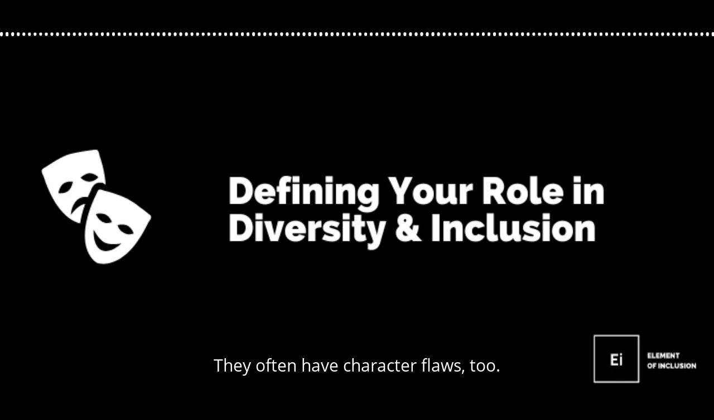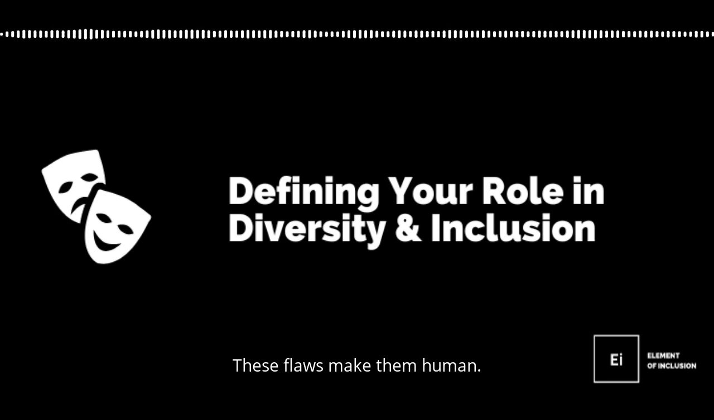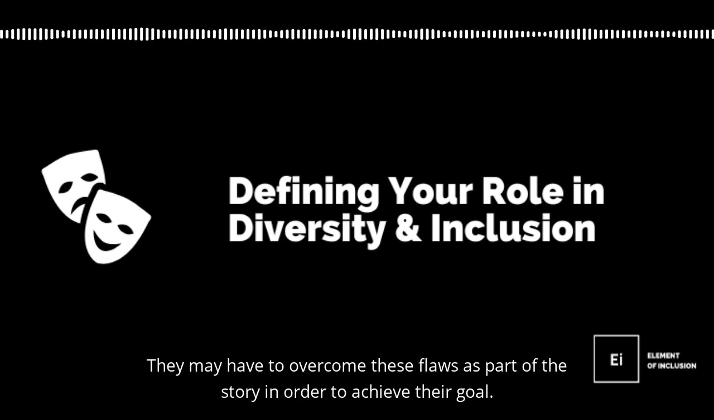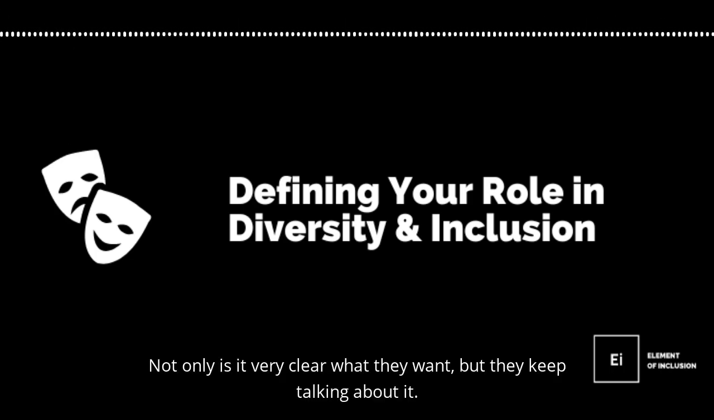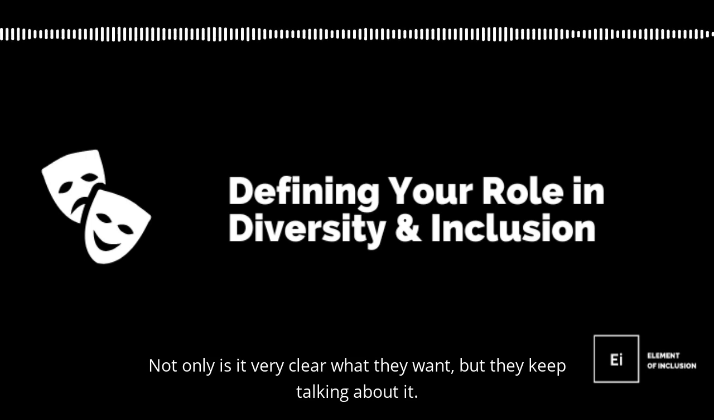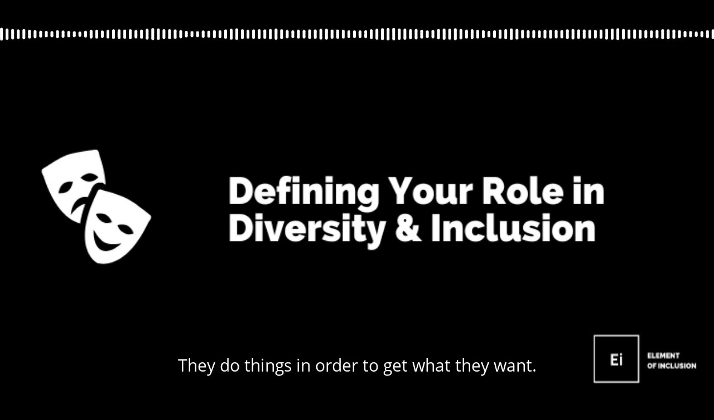They often have character flaws too. These flaws make them human. They may have to overcome these flaws as part of the story in order to achieve their goal. One of the most compelling things about any story, any protagonist, is that they want something. Not only is it very clear what they want, but they keep talking about it. They do things in order to get what they want.